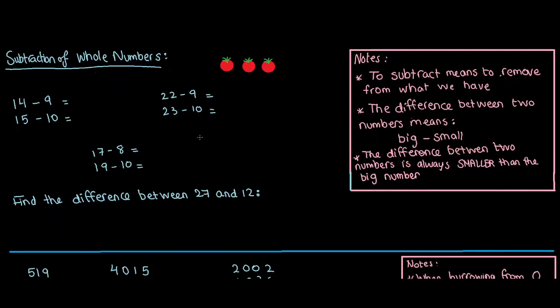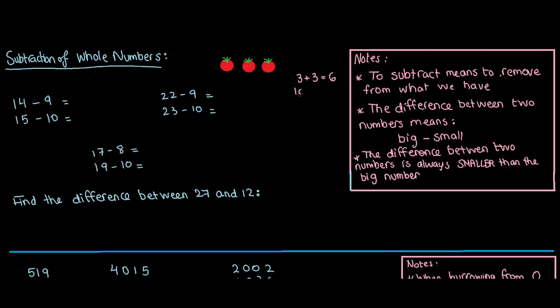Today's lesson is about subtraction of whole numbers. Subtraction is the operation that is the complete opposite of addition. In addition, we always get bigger numbers than the numbers that we already add. For example, 3 plus 3 equals 6. However, in subtraction, the number that we get is often much smaller than the original number that we start with.